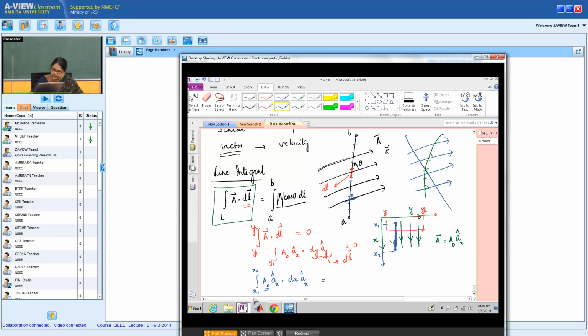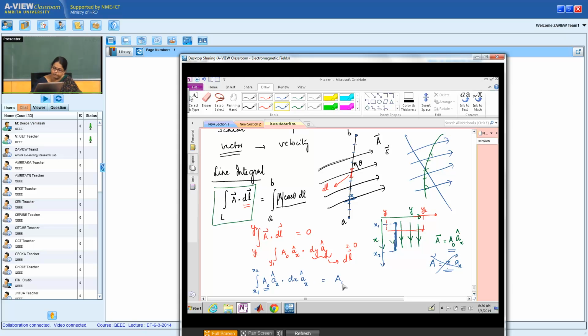And in this case, because A naught is a constant, it's a uniform vector field. What is the meaning of uniform vector field? At every point the magnitude of this is constant. It's not changing as a function of x. I could have vector fields where instead of this I could have x Ax, which means as x is increasing the value of the field is also increasing. I could have vector fields like that, but I don't have such a field.